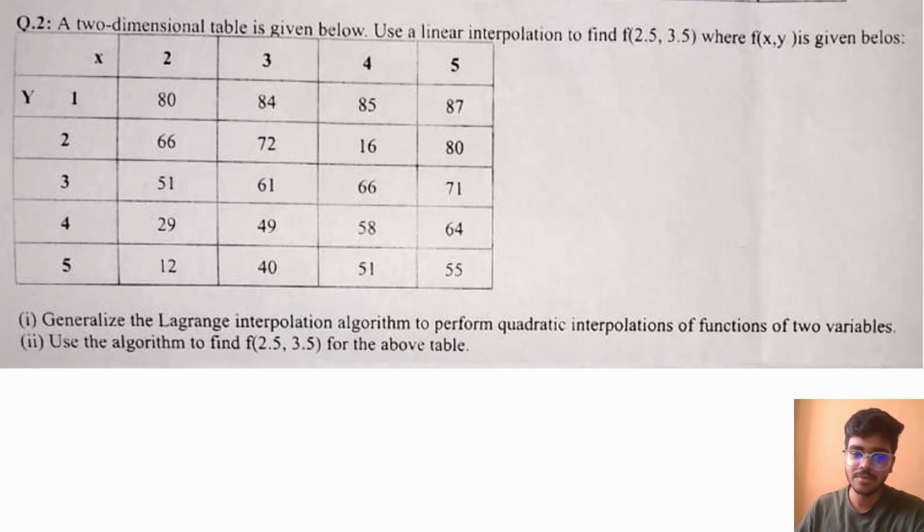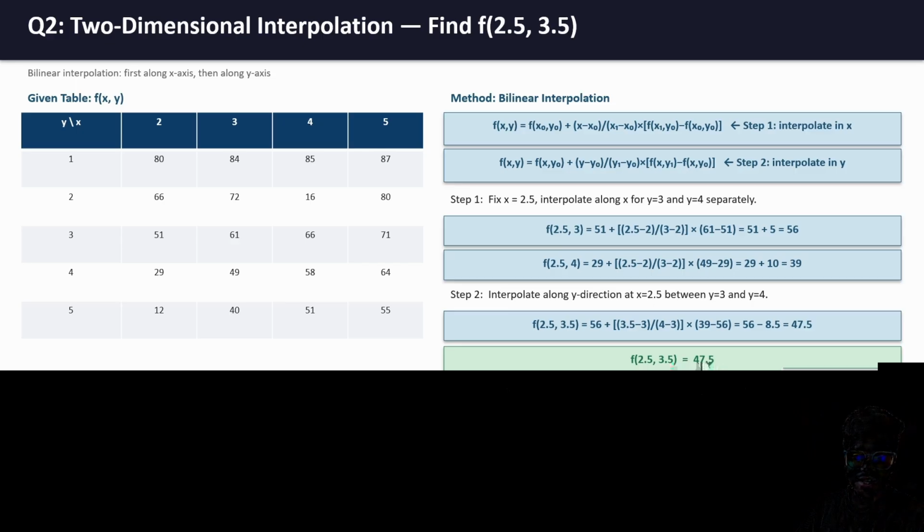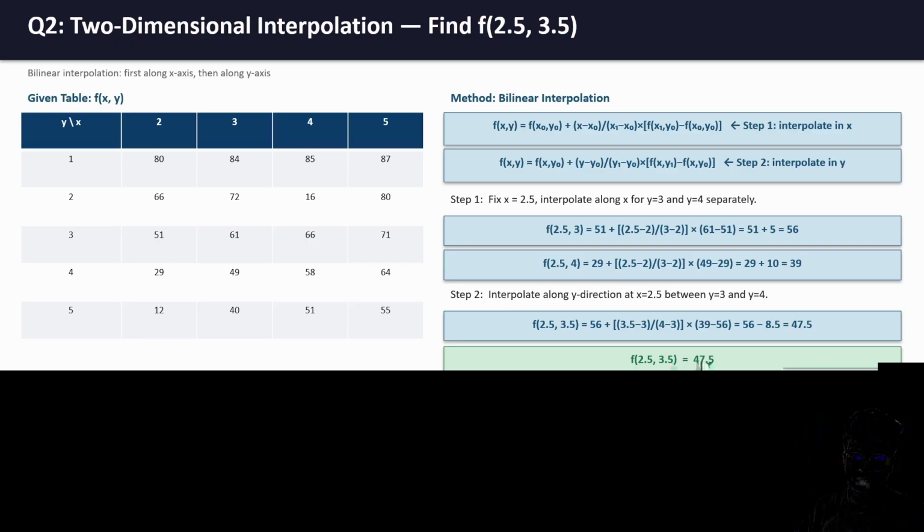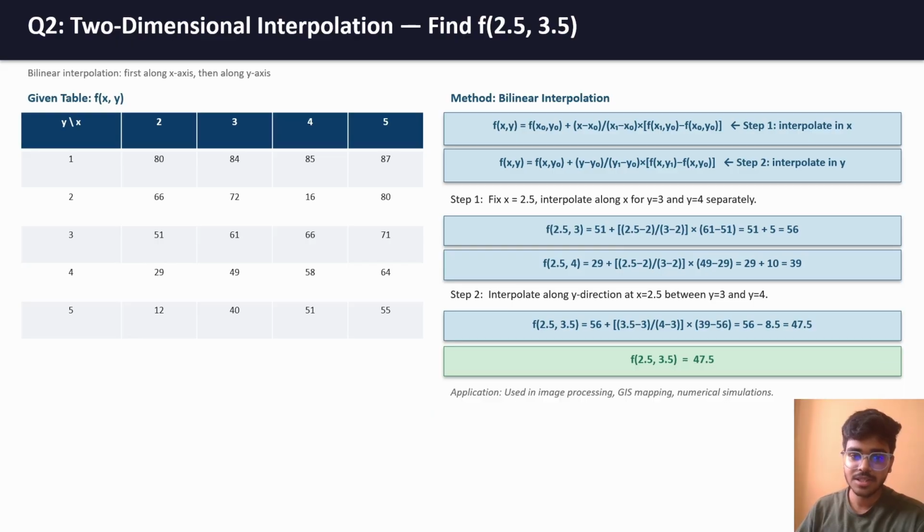The idea is simple. We perform one-dimensional linear interpolation twice, first in one direction, then in the other. The general bilinear interpolation formula has two steps. Step 1 is the formula which interpolates in the x direction, and step 2 is the formula which interpolates in the y direction. In both steps, the core is the same linear interpolation formula, starting value plus fraction position times total change. You can see both formulas displayed on screen. Now let us apply them.